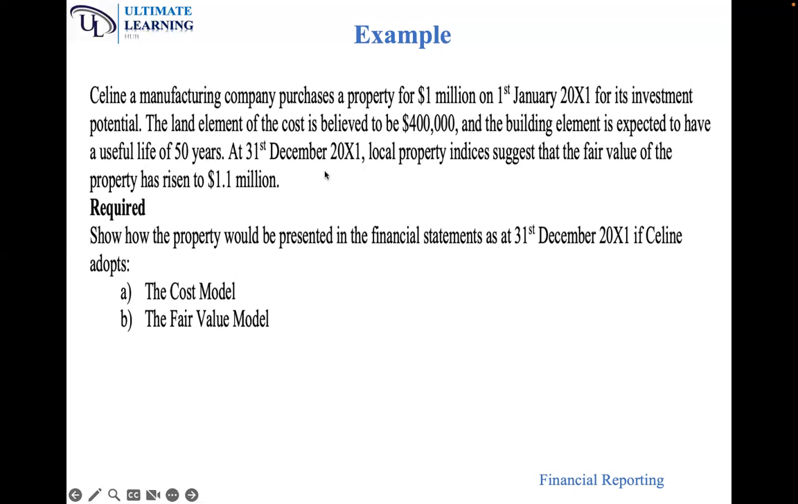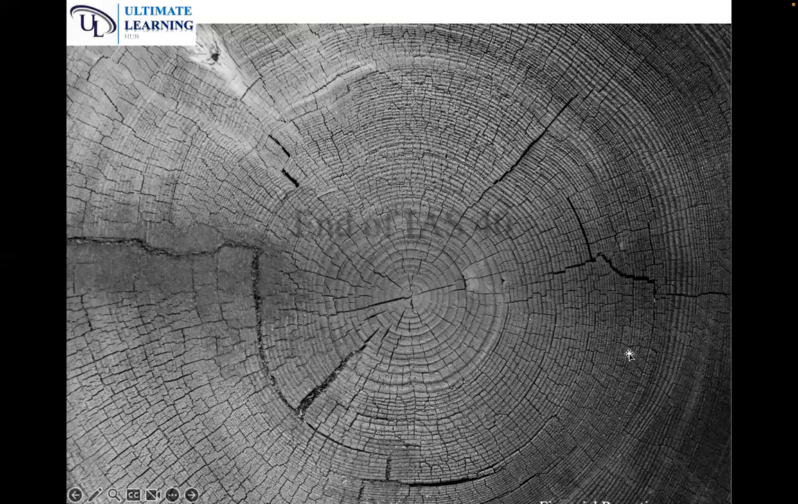At 31st December 20X1, 1 year down the line, local property indices suggest that the fair value of the property has risen to 1.1 million. Required, show how the property would be presented in the financial statements as at 31st December 20X1 if Selling adopts, remember, there were two methods that could be used in subsequent recognition, either the cost model or the fair value model. So let's see how to account for this through the Excel sheet.